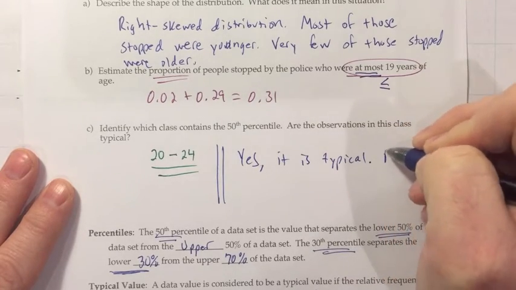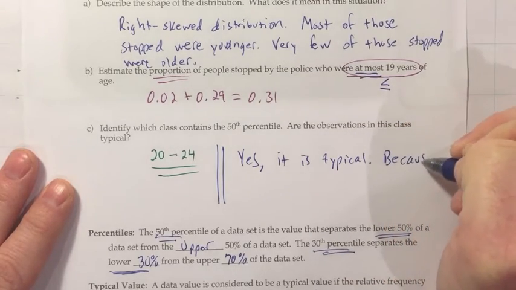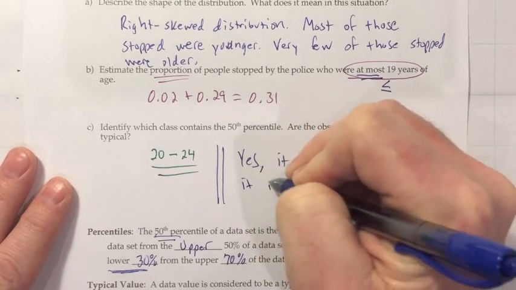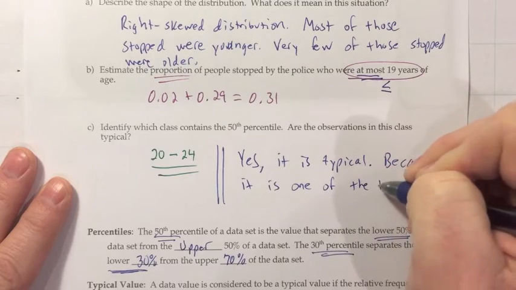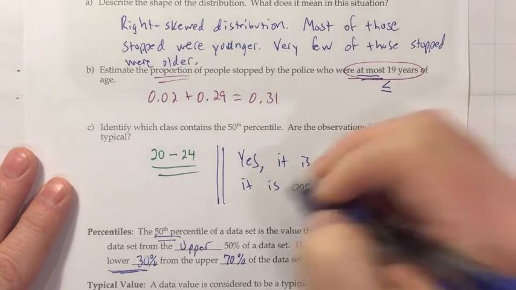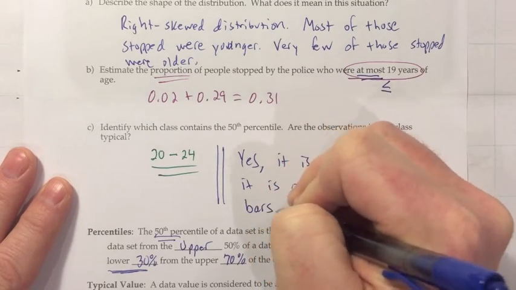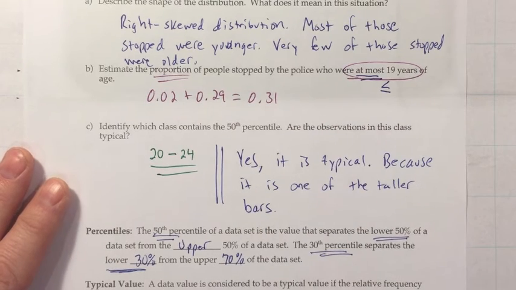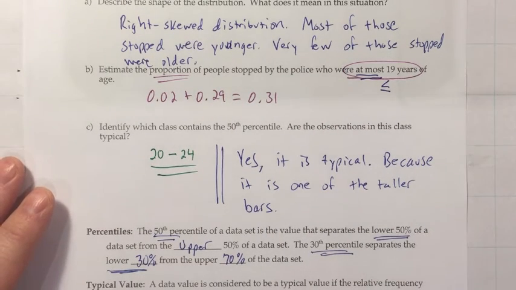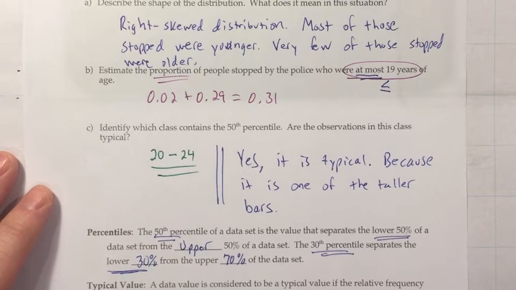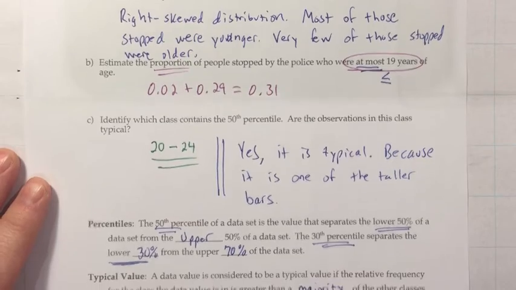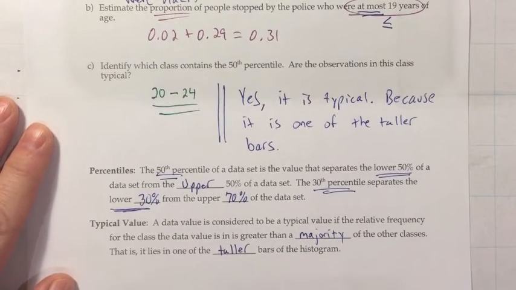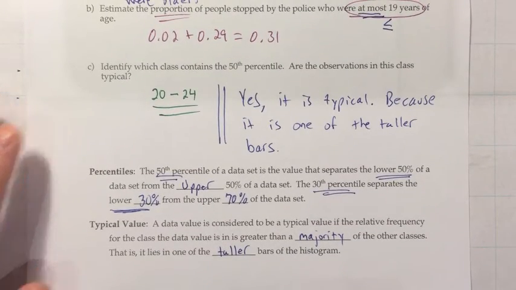And that would be because it is one of the taller bars. So we think of the height of a bar as representing how common it is for that to happen. So the taller the bar, the more common it is. The shorter the bar, the more rare it is. And that was our second tallest bar, so it's definitely one of the more common ones. And according to this definition, that would also make it a typical bar.